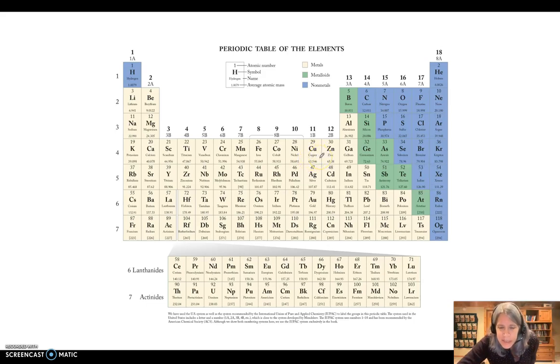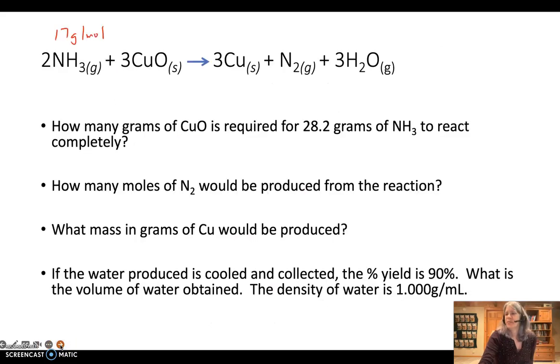Copper is 63.5. So I'm going to have 63.5 plus 16. 63.5 plus 16 is about 79.5 grams per mole. Copper again is 63.5 grams per mole.